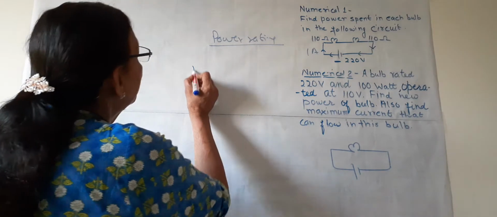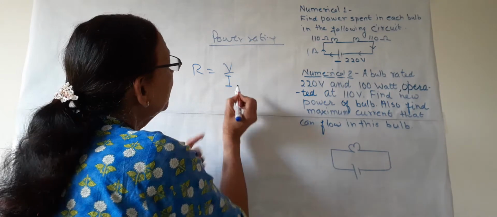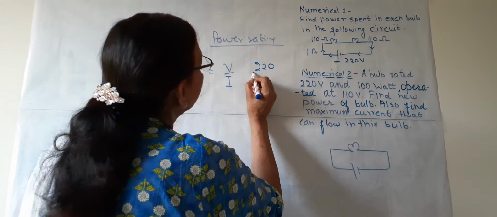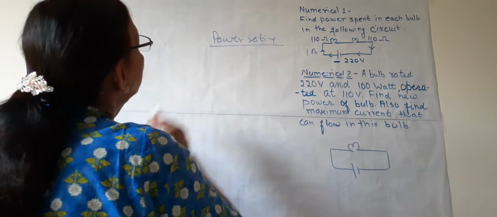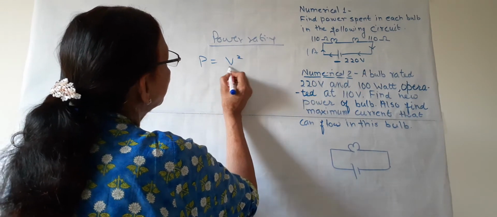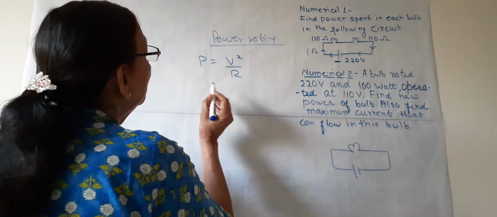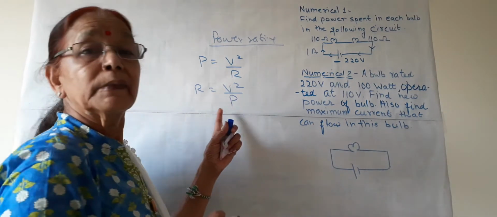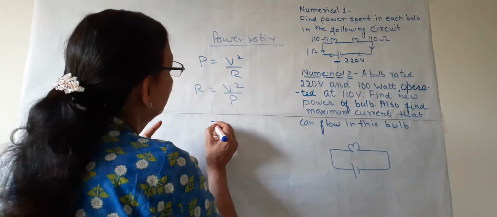By Ohm's law, resistance is equal to V upon I. We know the formula P is equal to V square upon R. We know this formula of power. So R will be equal to V square upon P. So now we calculate R by this formula.